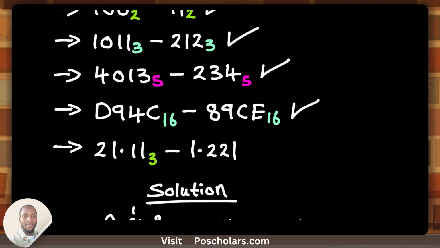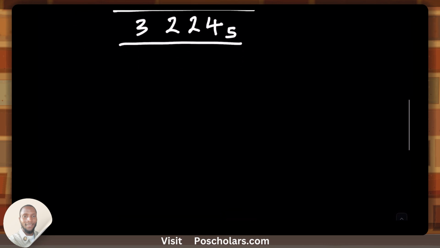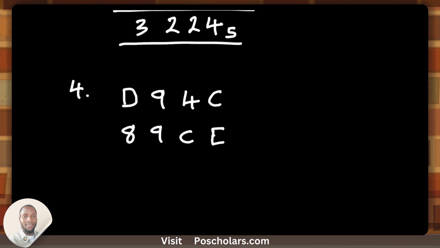The fourth question says D94C base 16 minus 89CE base 16. Don't be scared seeing these letters, right? Now this base 16 simply means hexadecimal. We are counting in hexadecimal. So let's write down the question first of all. Question 4. It says D94C minus 89CE, right? Base 16 and base 16.